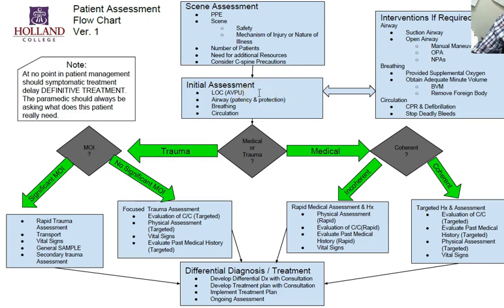Then we need to be very deliberate to look in the airway, actually visualize the posterior pharynx and suction any secretions that are there, and consider putting in an OPA or an NPA, or holding manual maneuvers for the time being if you have hands to do it. Then we need to consider breathing very specifically.